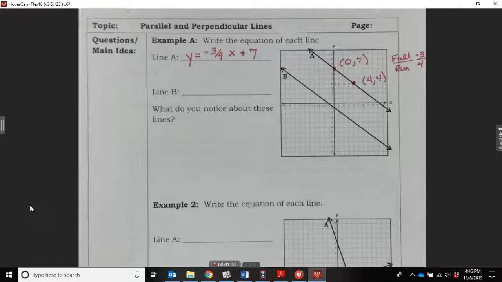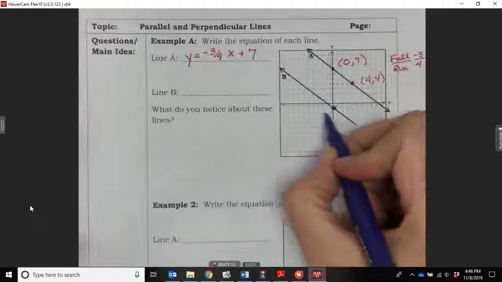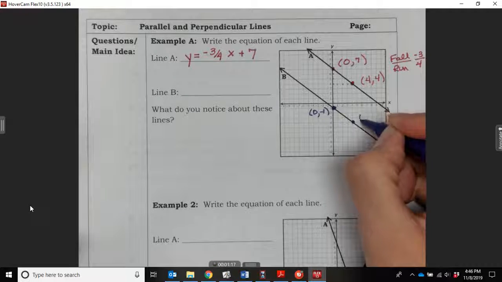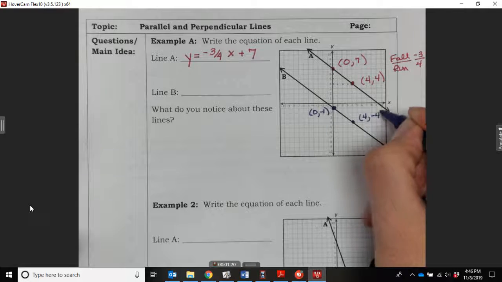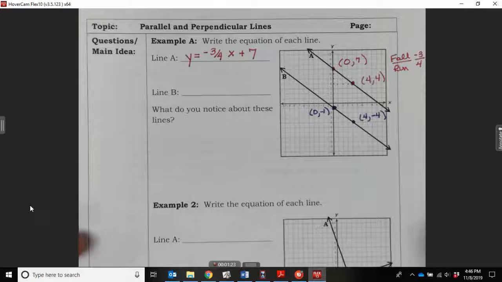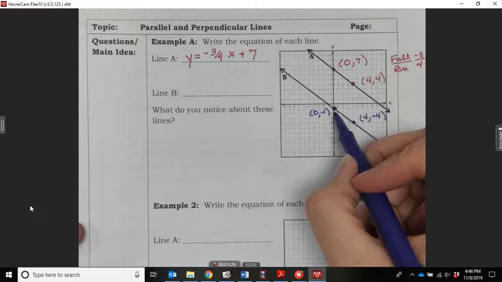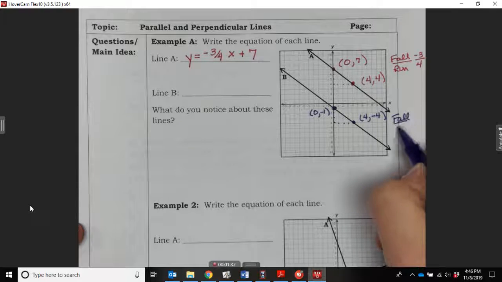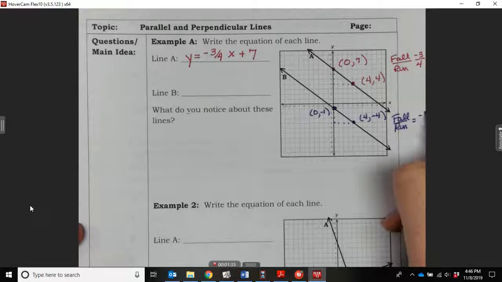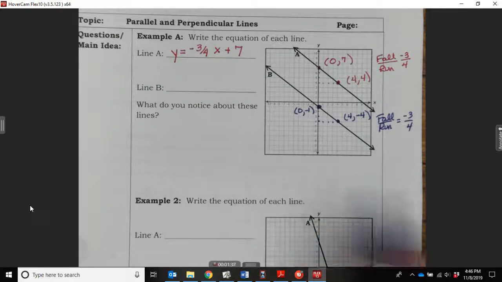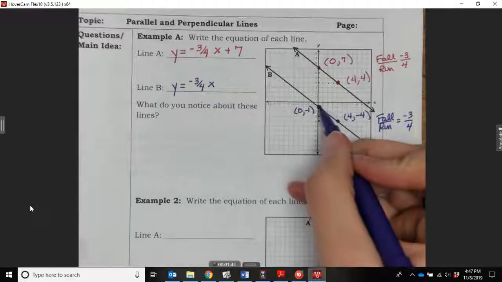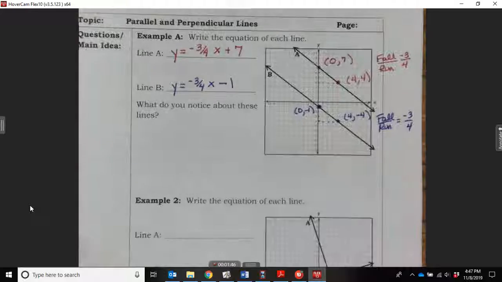And then if I look at line B, I need again 2 points. First here is 0, negative 1. And then another good point is right here. It's 4, negative 4. Again, you could type that into list and spreadsheet to get your equation, or we can count it. We fall 1, 2, 3, run 1, 2, 3, 4. So it is the same slope. I fall 3 and run 4, which means my equation is y equals negative 3 over 4x plus my y-intercept, which is negative 1. So I just write minus 1.